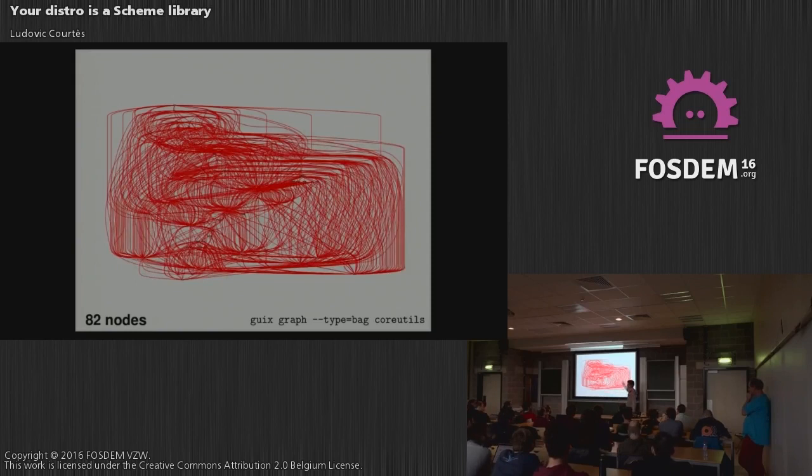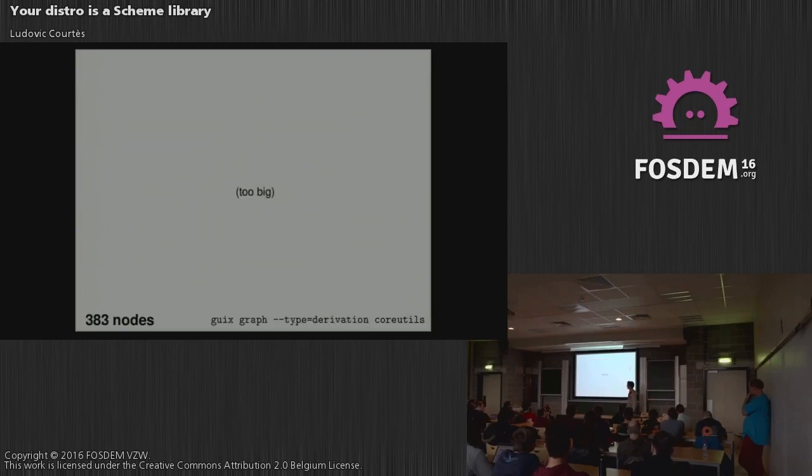But it's still Scheme, right? When talking about bags, we're still on the Scheme side of things, so we are still not at the level of the daemon. And what the daemon understands is derivations, which are low-level build instructions. Basically, you give it an executable and a list of arguments, and that's it. That's all it can do for you, right? And so if we try to plot the derivations, it's too big. There are many more nodes and so on.